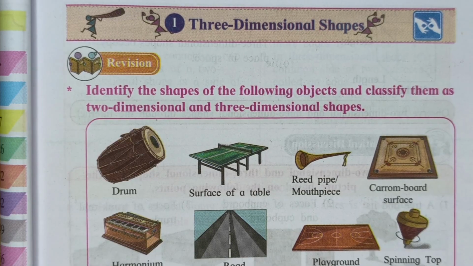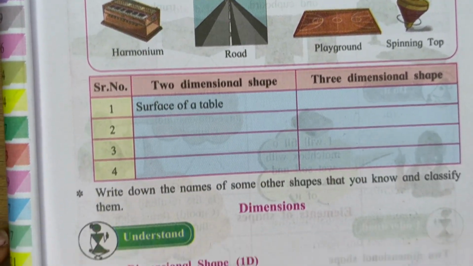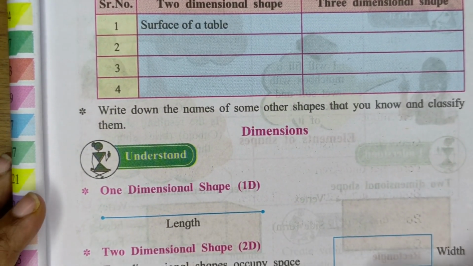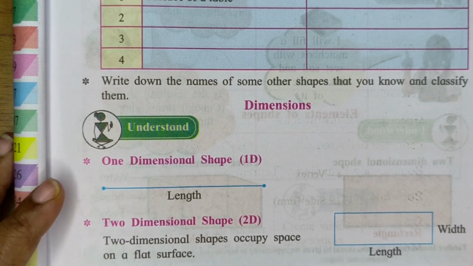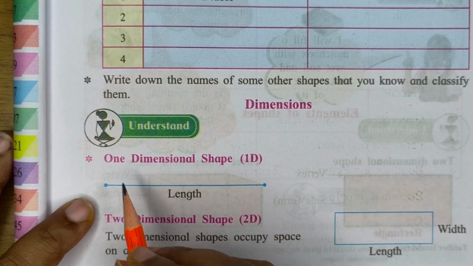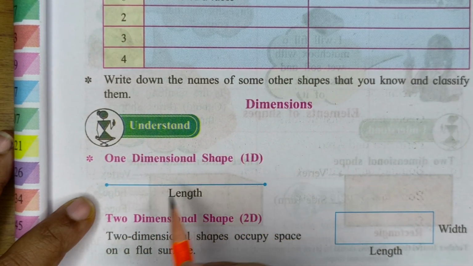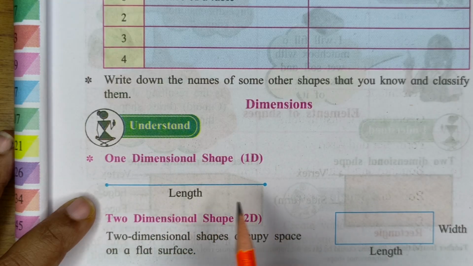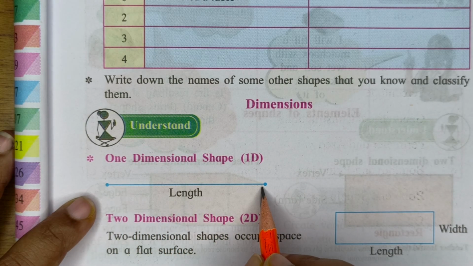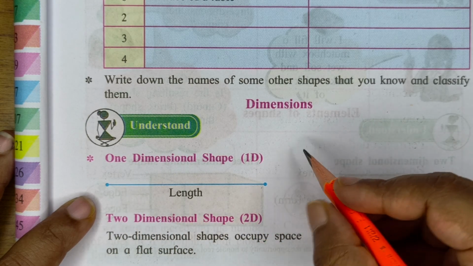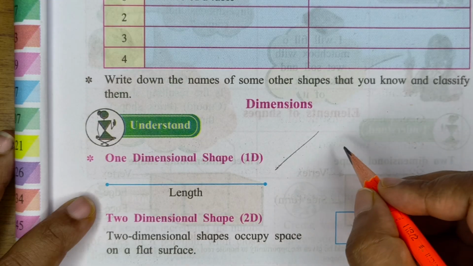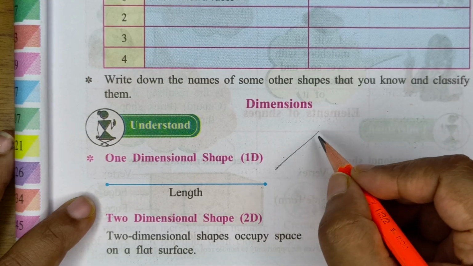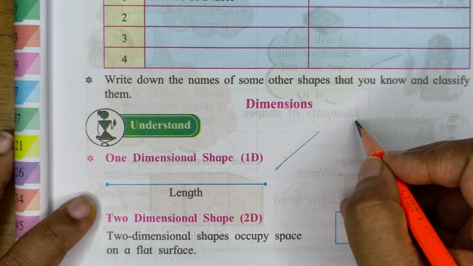Now see on the same page of your textbook below you have the dimensions given here. See here, one dimensional shape, 1D, only the length is given. Okay, only the length is given, nothing else. If I draw a straight line like that, you can see only the length is given, that is 1D, one dimensional.